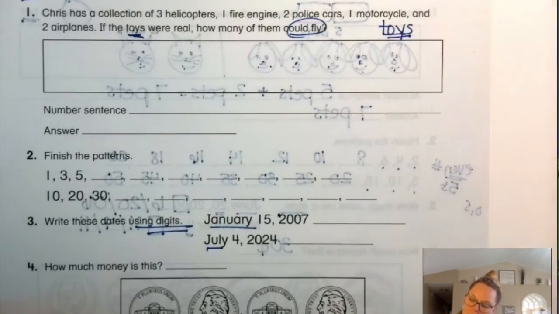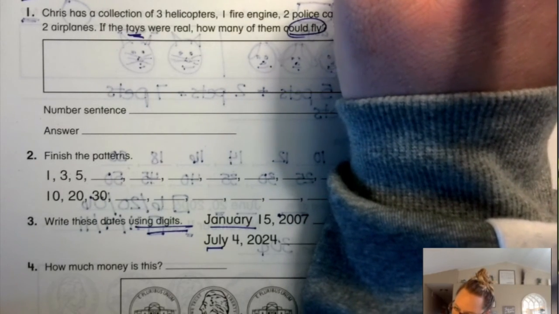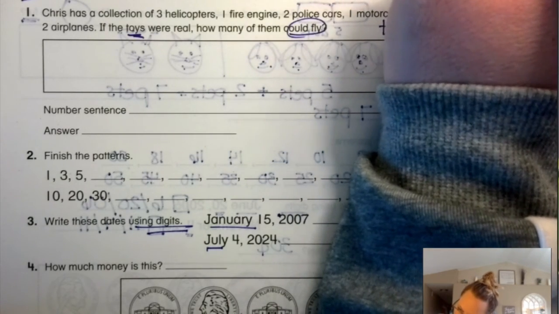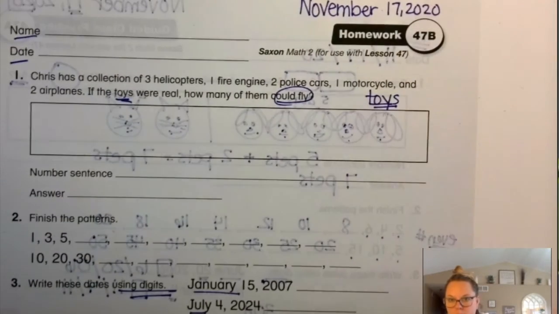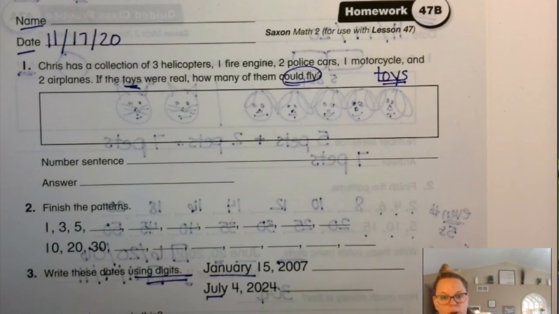Name and date. Your choice for date is to write it as November 17th, 2020, or you can write it like this. Either way is great with me.